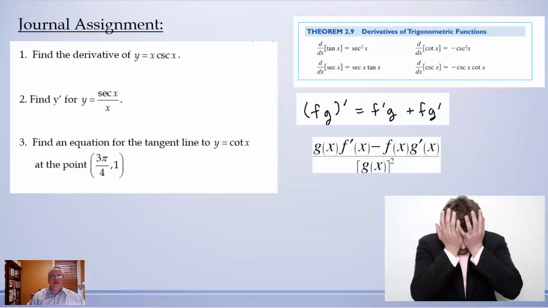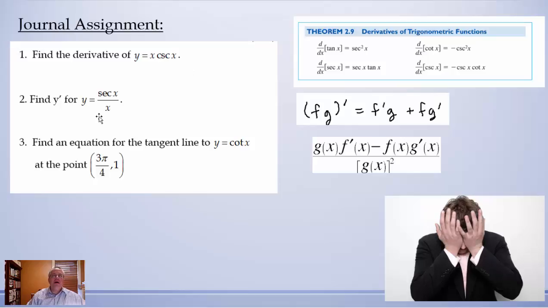Okay, got some problems for you. So you got all the tools you need here. We have the derivatives of the trigonometric functions, we have the product rule, and we have the quotient rule. So you'll need those things. So first, find the derivative of y equals x cosecant x. You need the product rule.